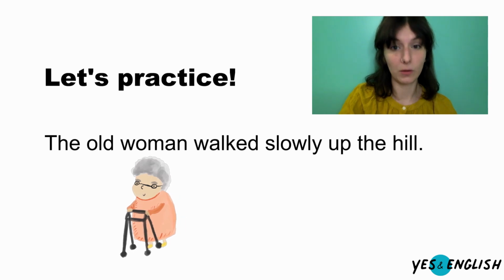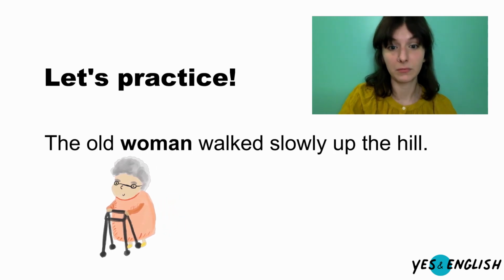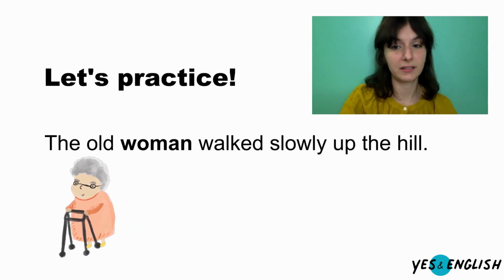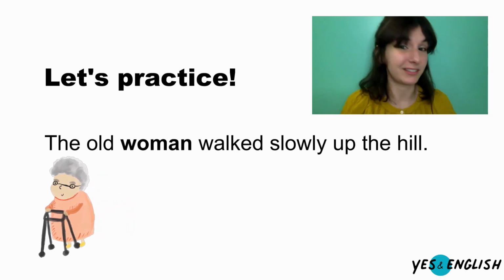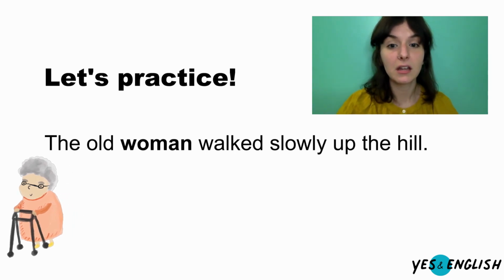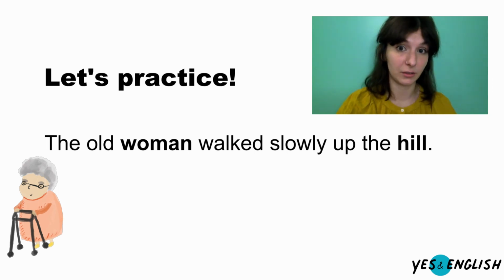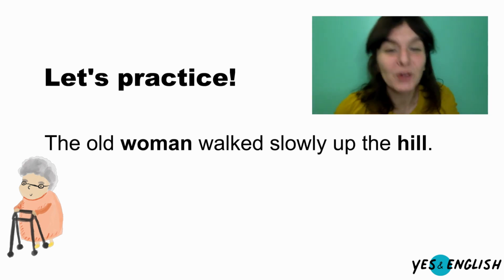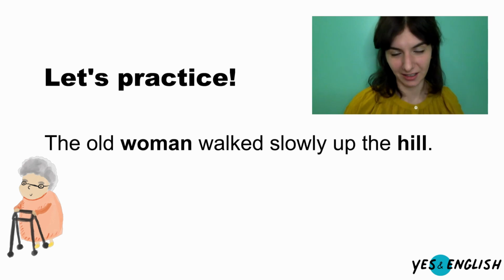Good, okay. Woman is one of them. Woman is one of the nouns in this sentence. Is there another noun in this sentence? Yes, there is. It's the hill. The hill is a place, so it is a noun. Those are the two nouns in this sentence.